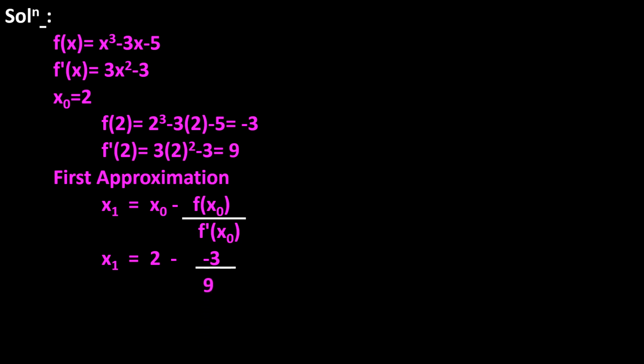In the calculator, while calculating, you can write it this way: open the bracket, 2 minus, again open the bracket, minus 3. While writing minus 3, use the small minus symbol present in the calculator, divided by 9, close the bracket, again close the bracket, and this will give the answer 2.3333, which is recurring. I have just considered 5 digits.